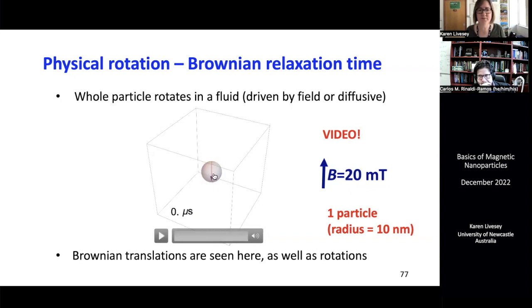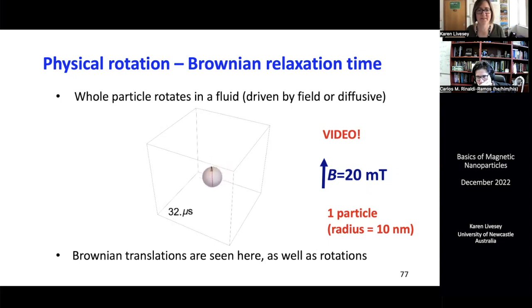You might also see, you can tell me if you can see it, there's a very fine red line on top of that black arrow. That's the easy axis of the particle. So we may see the moment, the black arrow, come away from that easy axis. What I'm going to do is press play, and we're going to see roughly how long it takes this particle to relax to the upwards direction in a field of 20 millitesla. So everyone, chime in with your answers. We'll have a look.